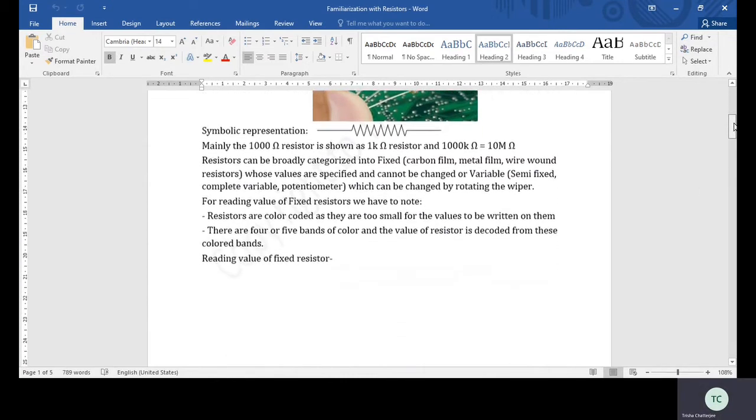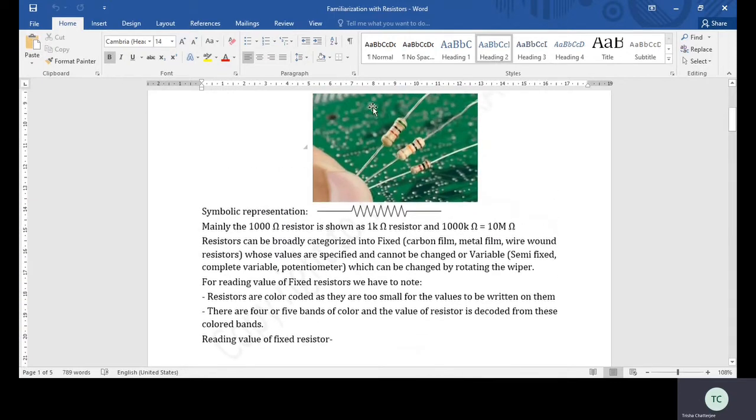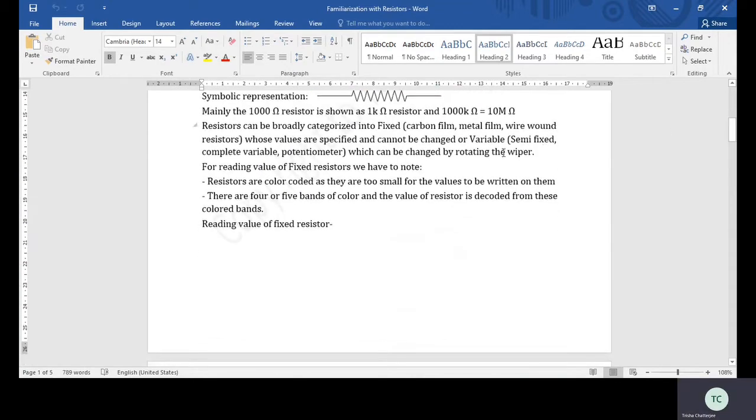So there are basically two types of resistors. One is the fixed resistor and the other is the variable resistor. The fixed resistors are carbon film, metal film, and wire wound resistors. The resistors I have shown in this picture are fixed resistors because the resistance value cannot be changed. Okay. There are also some resistors whose resistance value can be changed, like the semi-fixed resistor, the completely variable resistor, or potentiometer.